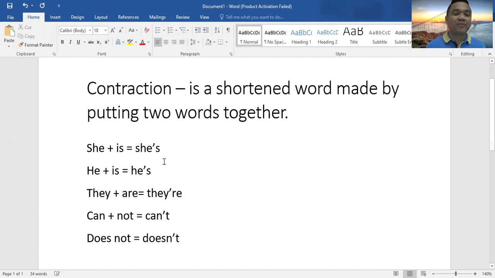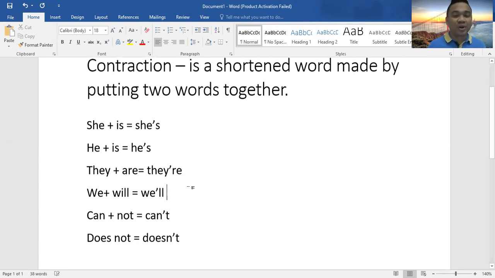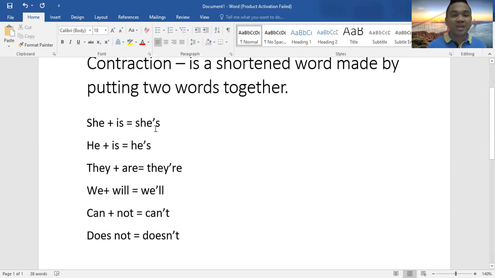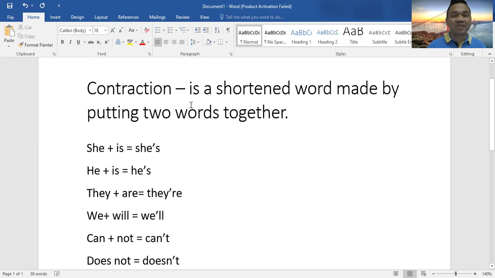Another example for positive, so we have here we plus will is equal to we'll. Okay, always take note that we should always use the apostrophe to indicate that this is a contraction. Like I said, a contraction is a shortened word made by putting two words together.